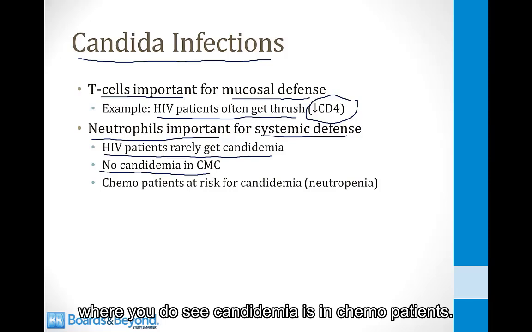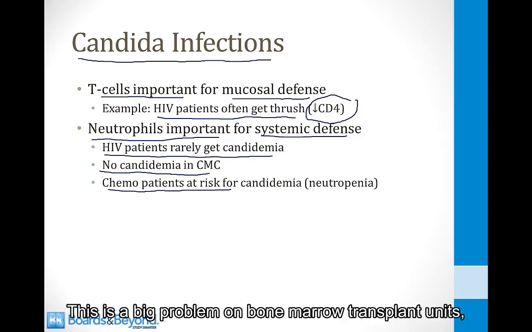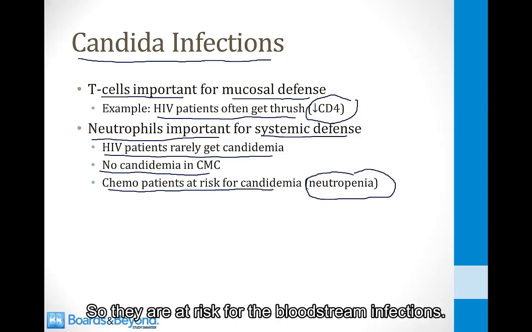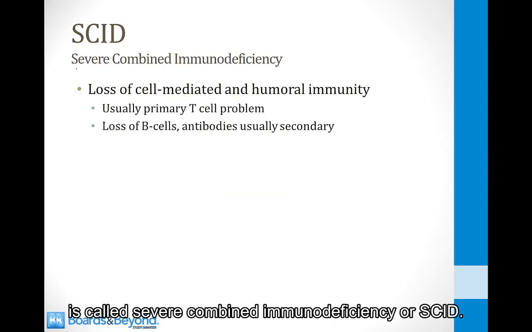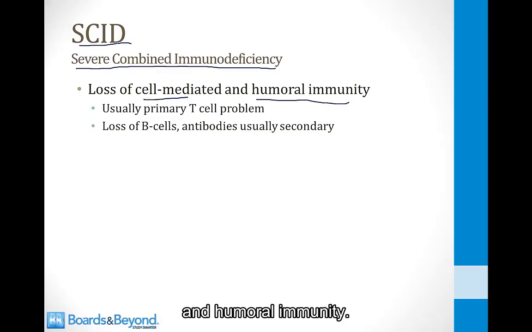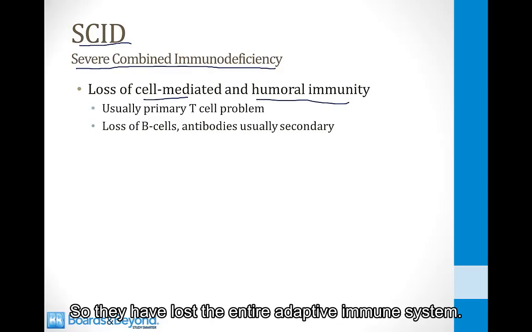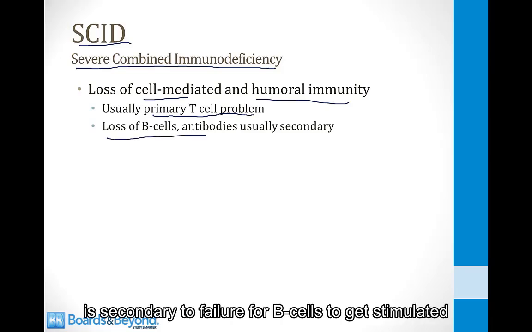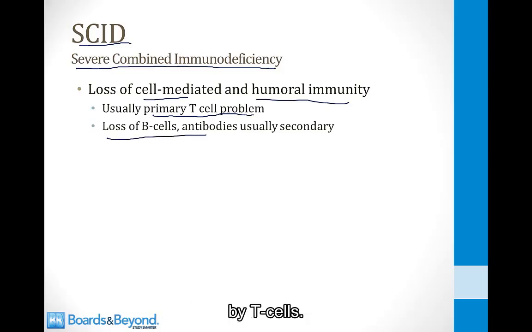Where you do see candidemia is in chemo patients. This is a big problem on bone marrow transplant units, and that's because chemotherapy patients are neutropenic and they lack functioning neutrophils, so they are at risk for the bloodstream infections. Our next immunodeficiency syndrome is called severe combined immunodeficiency, or SCID. Patients with this condition lose both cell-mediated and humoral immunity, so they have lost the entire adaptive immune system. It's usually a primary T cell problem, and the loss of B cells and antibodies is secondary to failure for B cells to get stimulated by T cells.